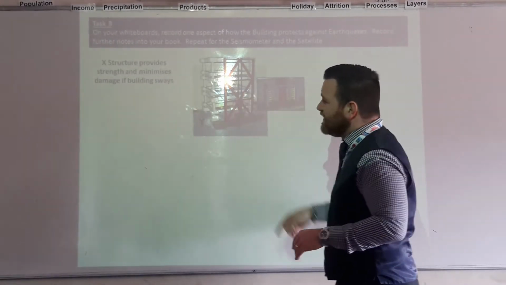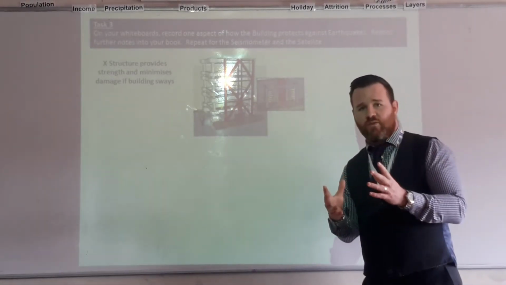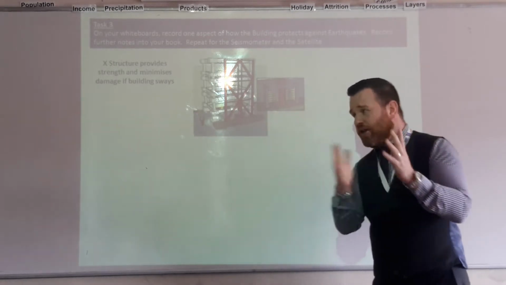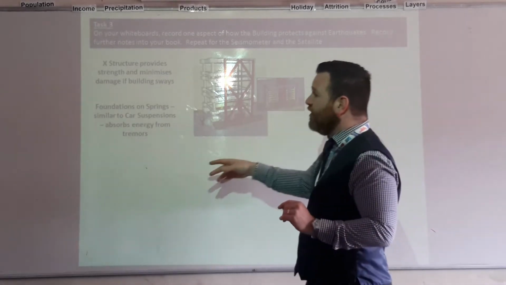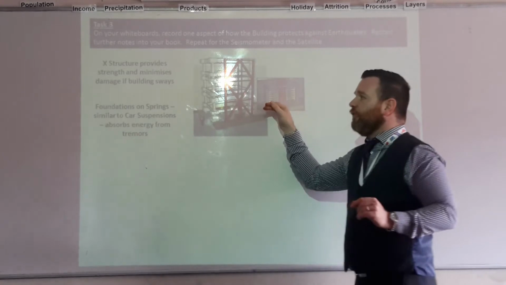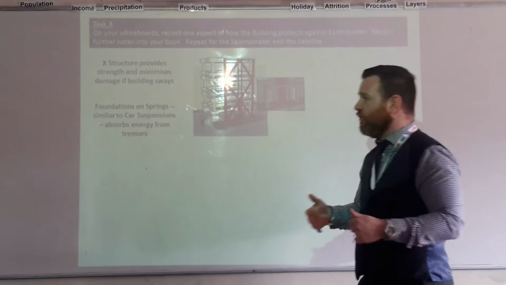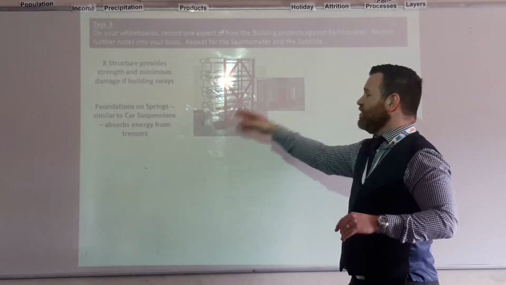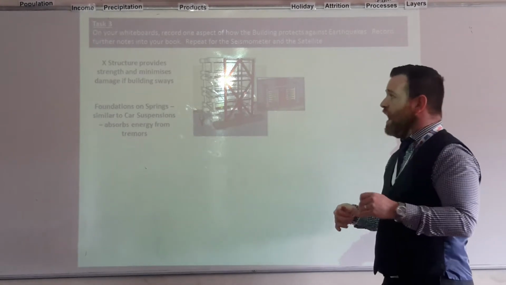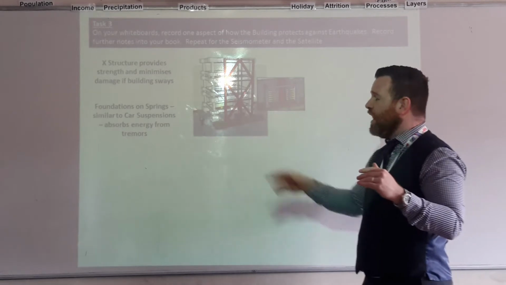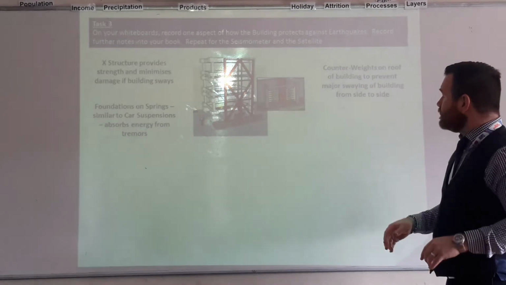First of all, they tend to have an X structure which provides strength to the building, minimises damage if the building starts to sway, makes it less likely to collapse during an earthquake when those tremors mean that the building does start to sway. To try and counter that further, the foundations of the building are often built on springs, so similar to car suspension, which absorbs the bumps in the road as you go over it. Okay, these springy foundations absorb energy from the tremors. You know, they've got that motion going on, and again, that counters the vibration of the building, minimises the chance of it coming loose from its foundation and therefore falling over.